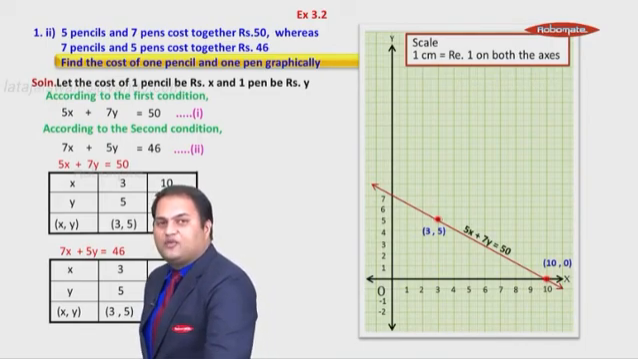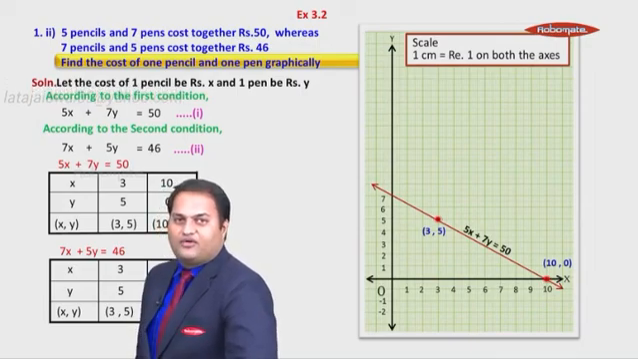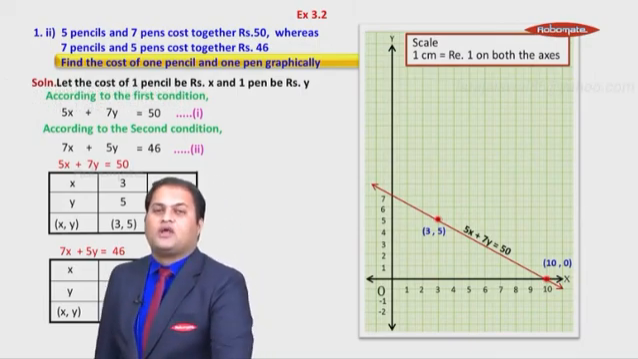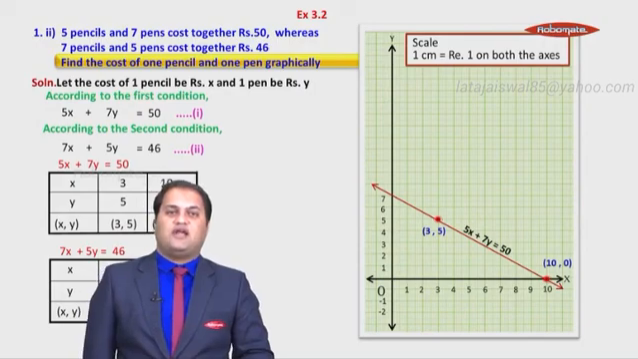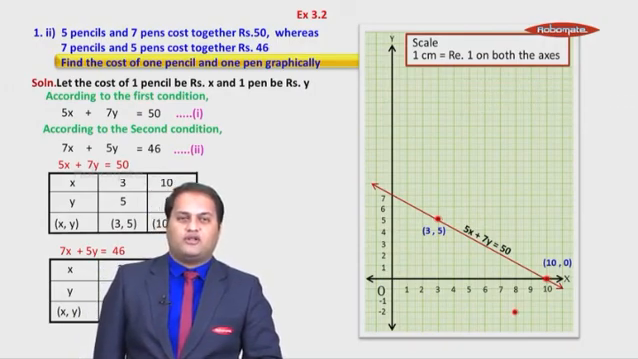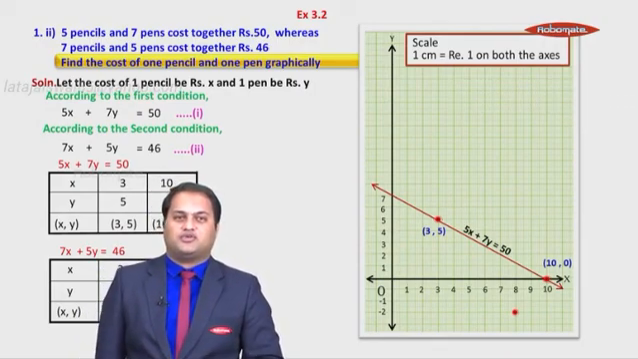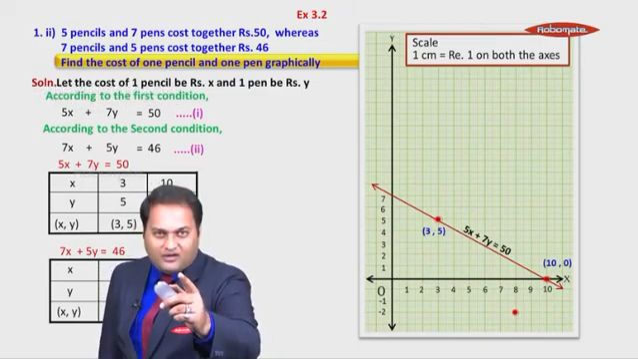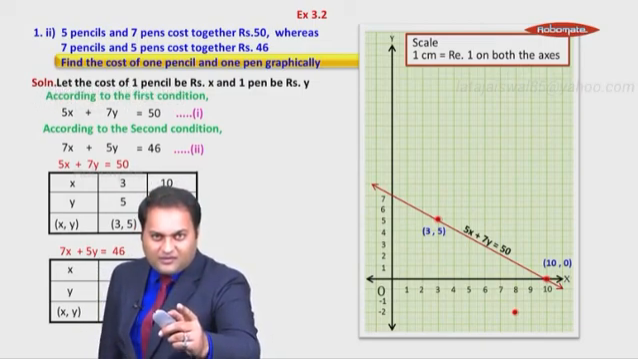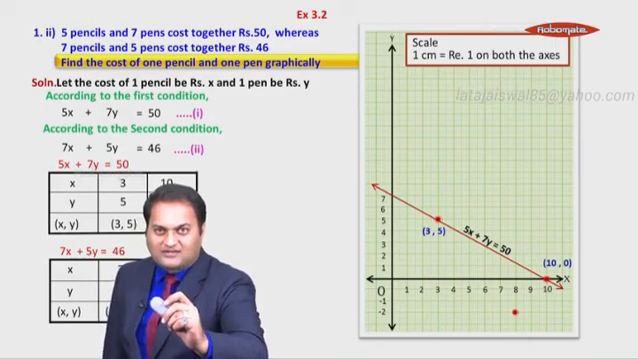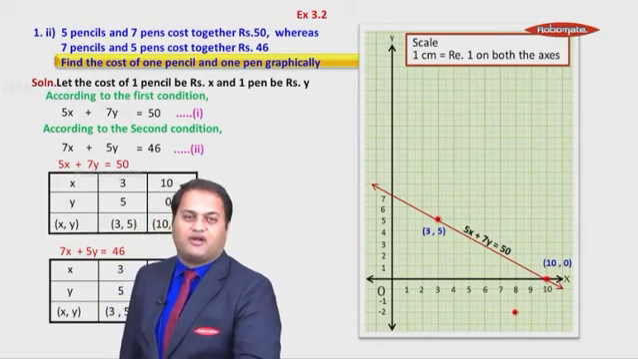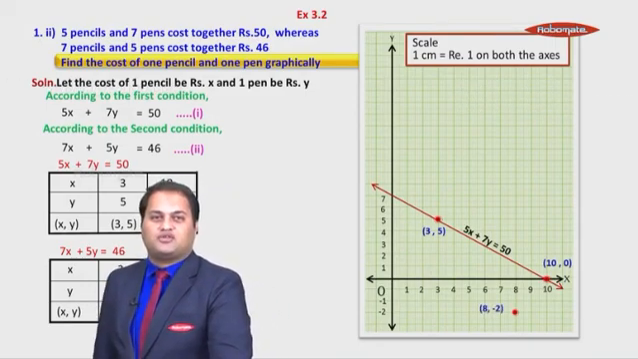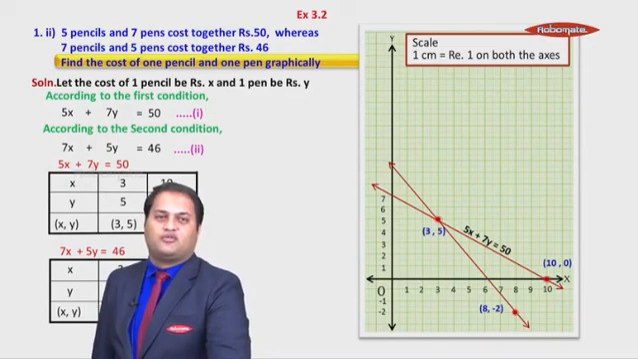Again, for the second equation, the first point is the same, 3 comma 5, so no need to plot it again. And the second point is 8 comma minus 2, so it will go in the fourth quadrant. As you can see, we have taken negative numbers on the y-axis because there is a negative y. So you join 8 comma minus 2 and 3 comma 5, and write the equation on it.